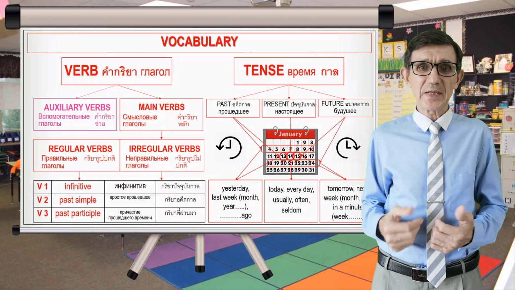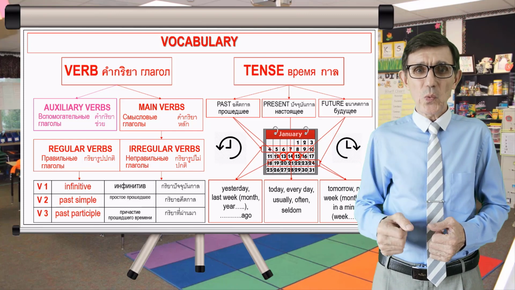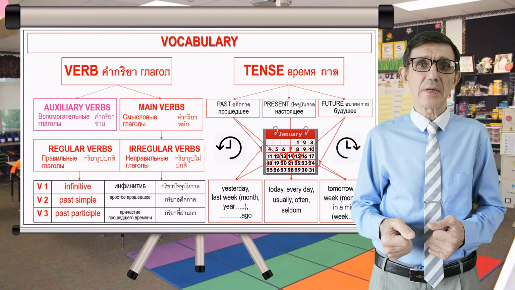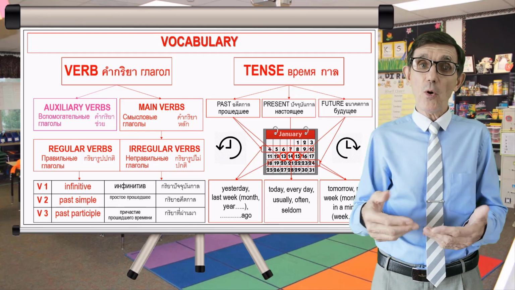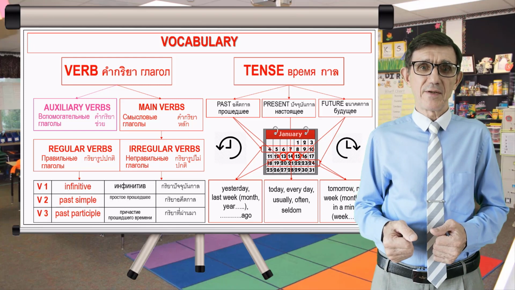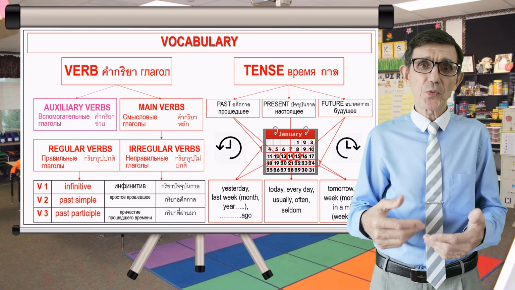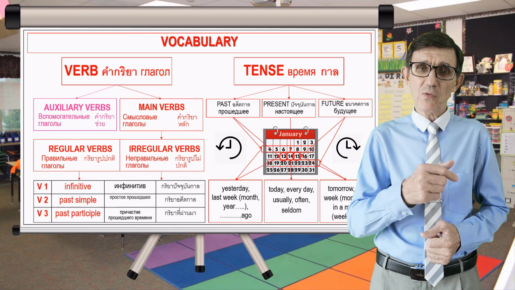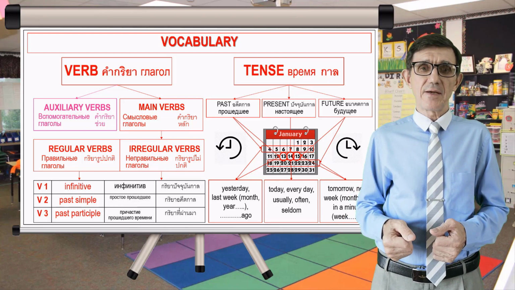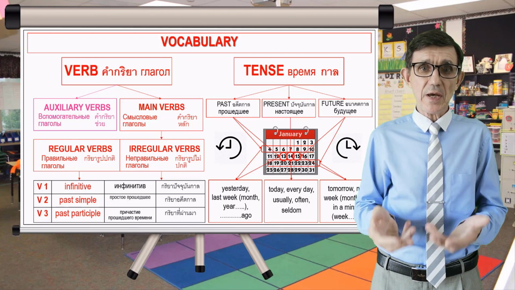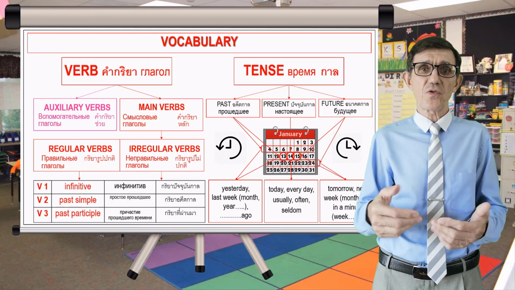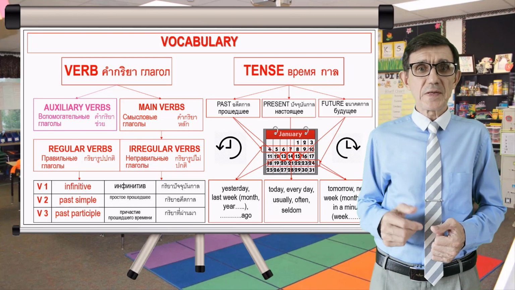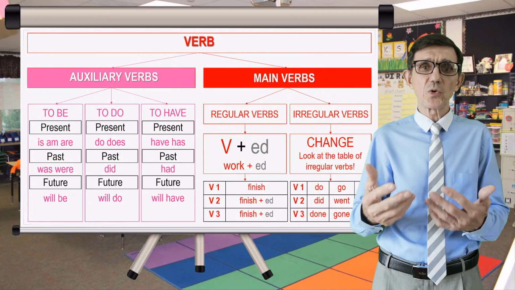Now, let's have a look at this slide. On the left, we see that there are auxiliary and main verbs, and that main verbs are divided into regular and irregular verbs. We also see that there are three verb forms. Verb 1, infinitive, verb 2, past simple, and verb 3, past participle. On the right, you see that there are three tenses. Past, present, future, and, underneath, you see time markers for each tense. Look at them and try to remember. Now, let's have a look at auxiliary and main verbs in more detail.